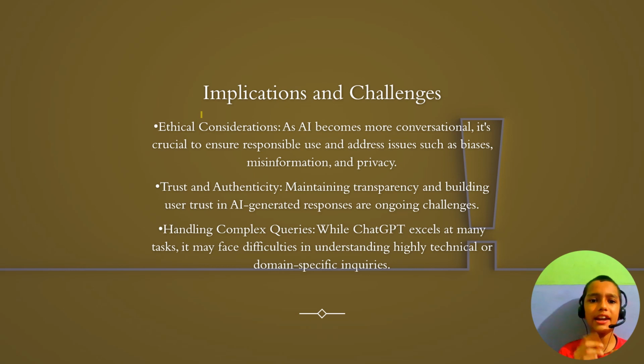Now, what about handling complex queries? While ChatGPT is very good at understanding, so it understands our questions and responds to many things, it might struggle with really technical and specialized questions. Like if I give it a twisted question, it will struggle a little bit. And if I say write me a poem, it will not generally write me a poem. It will first ask. Okay, so that's the good thing, that ChatGPT also listens to us.